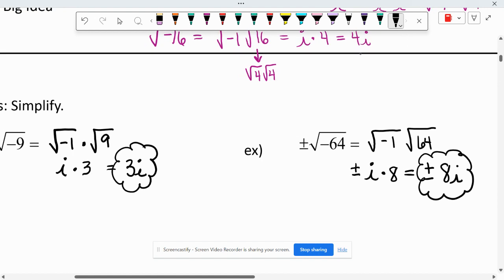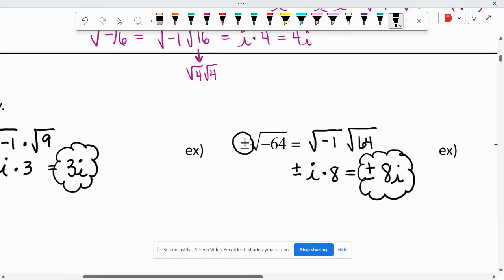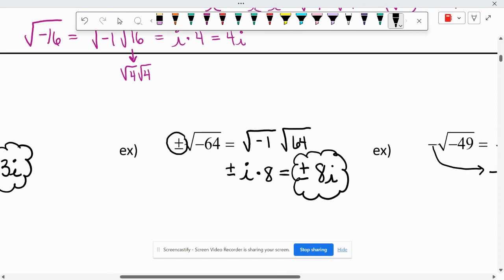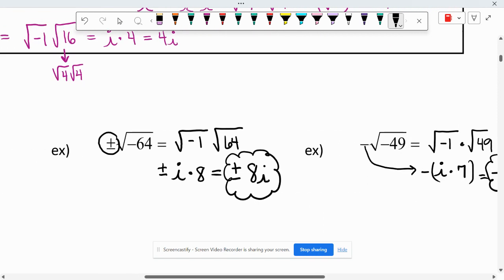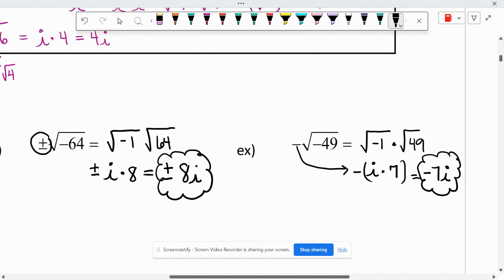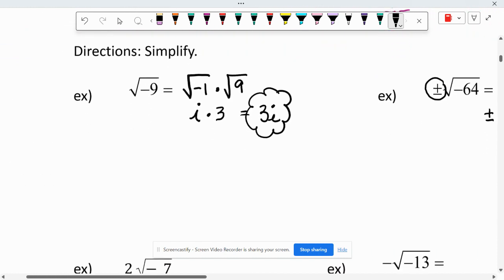That's a good question. So if there's just a square root symbol, like in the first example, you just are going to give the positive root. If there's a positive and negative out front of it, then I want both the positive and the negative root. If there's a negative out front, I just want the negative root, like in this example. The positive root is called the principal root, and that's the one that we typically use.